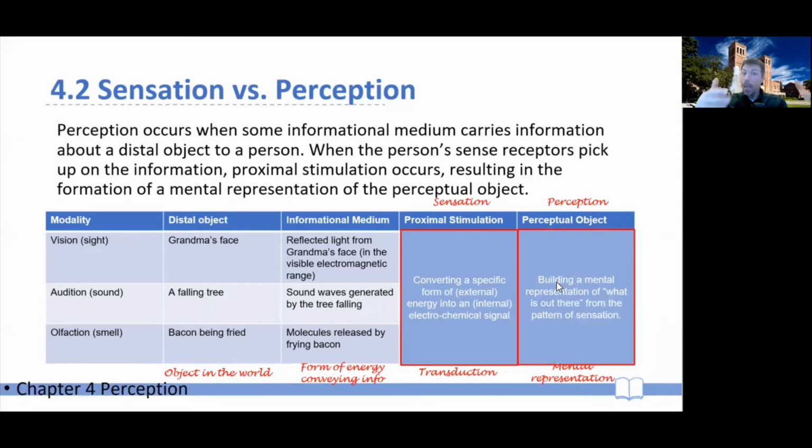And it does this starting from the pattern of proximal stimulation. If you think of it, all that your brain has in order to understand what's out there, in the case of vision, is the pattern of photons that are hitting your rods and cones. From photons reflected by something out there hitting your retina, you have to reconstruct what is out there. So these are sensation on the one hand and perception.